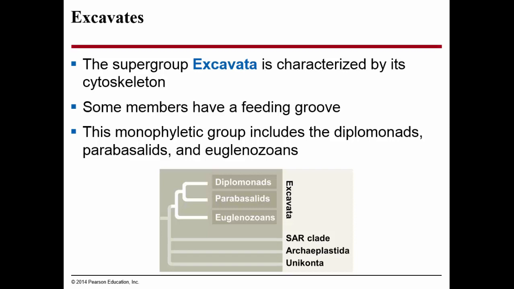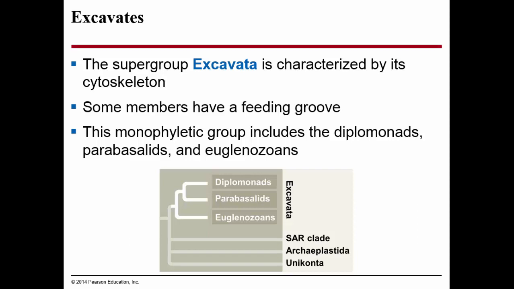Okay, so the first supergroup that we'll talk about is called the excavata. And the trait that distinguishes this group from the other groups of protists is the structure of its cytoskeleton. Okay, remember the cytoskeleton is that array of microtubules within an organism's cell that are involved in the structure and the movement of the organism. And this complex cytoskeleton also causes a number of members of excavata to have deep grooves in their surface. And that's where the name excavata comes from. It looks like these grooves have been excavated out of the sides of the organism's surface.